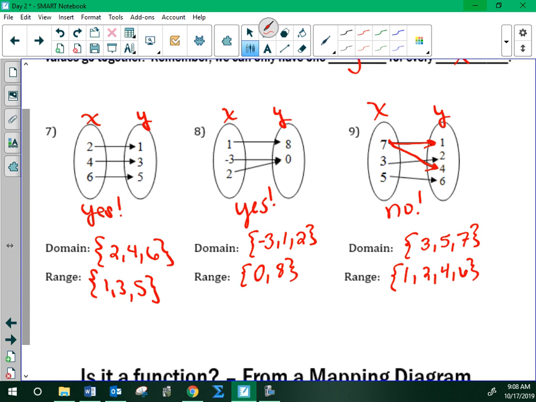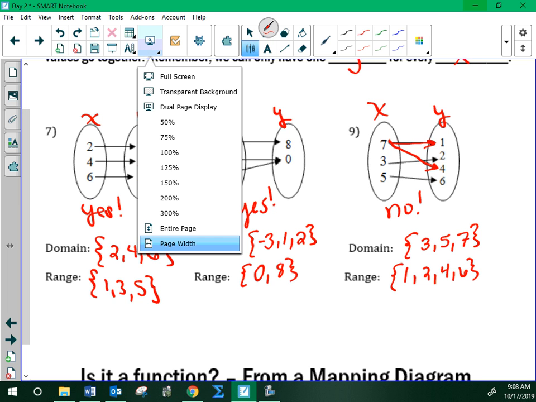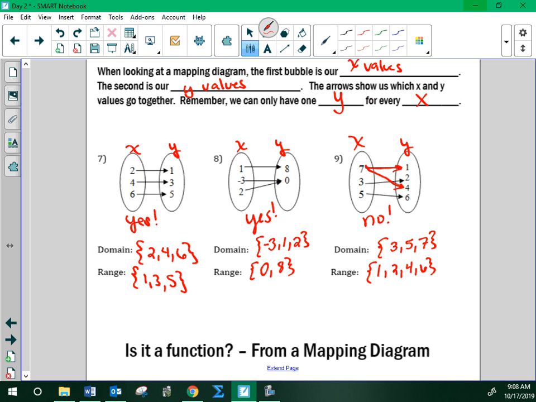So again, for a mapping diagram, we're pretty much still looking. Does the x repeat? Just now repeating means look to see if it has more than 1 arrow on the x. Just go write a note there. Repeat means more than 1 arrow.